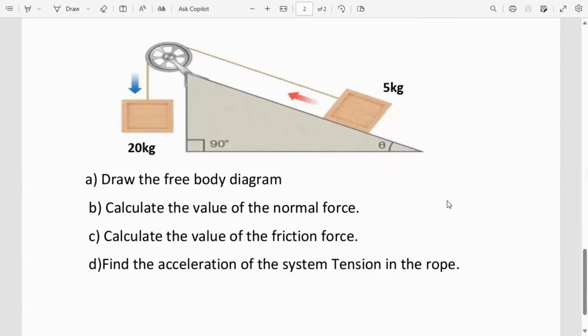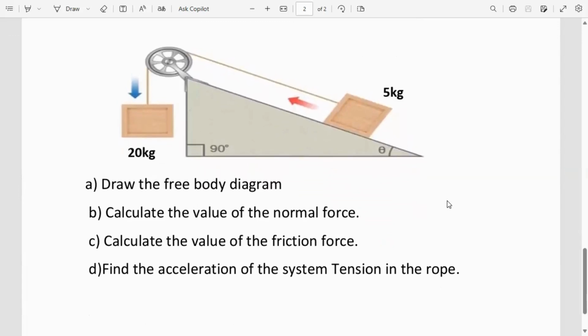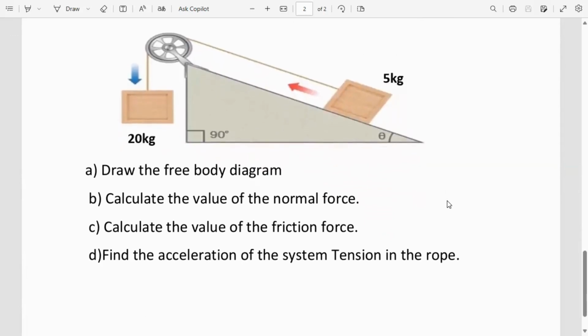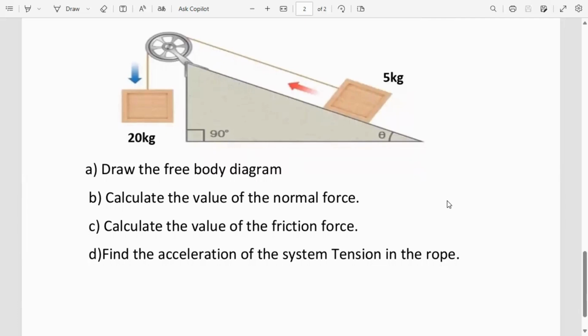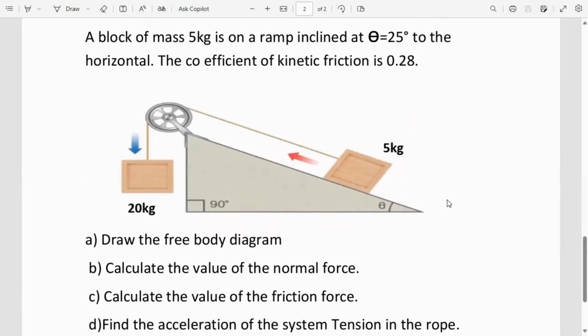Question A, draw the free body diagram. Question B, calculate the value of the net force. And C, calculate the value of the frictional force. And D, find the acceleration of the system and the tension in the rope. Okay, so how are we going to come up with our free body diagrams here?